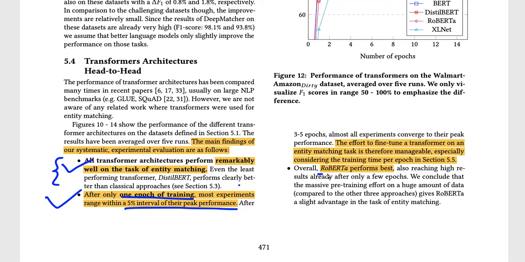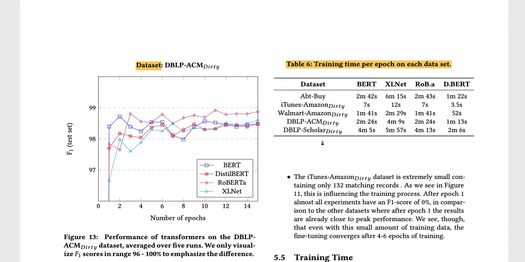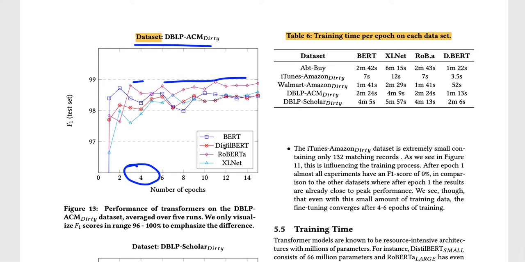And Roberta gives the best performance, understandably so, because it's the heaviest model with a large pre-training corpus, and we saw that in the table as well. Similar results can be seen with this dataset as well. We can see the Roberta model is the best, and within 3 to 5 epochs we are able to come into the zone of peak performance.